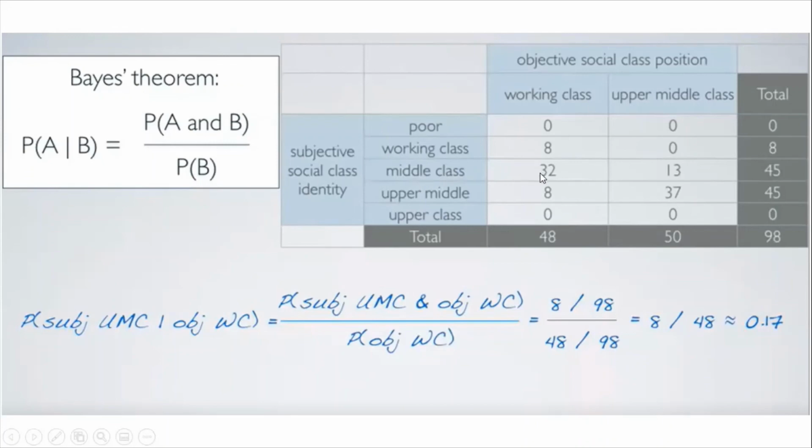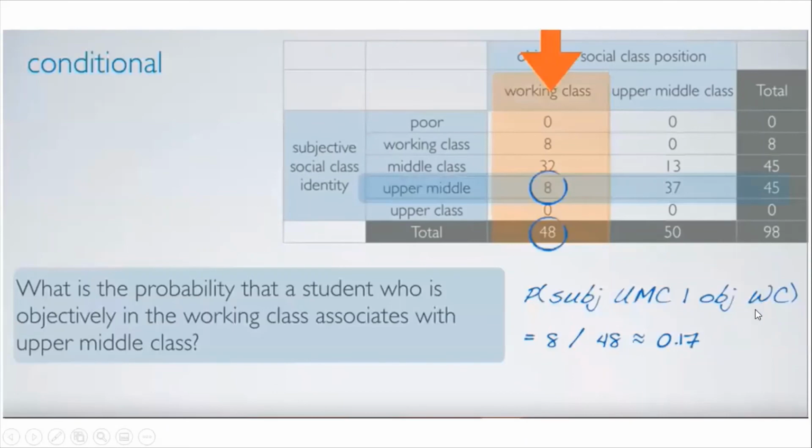The upper middle class is 8. So this is the joint probability, because the total size is 98. So 8 by 98. Now, what is the probability of working class? 48 by 98. And then we get 8 by 48. Sorry, that is the conditional probability.